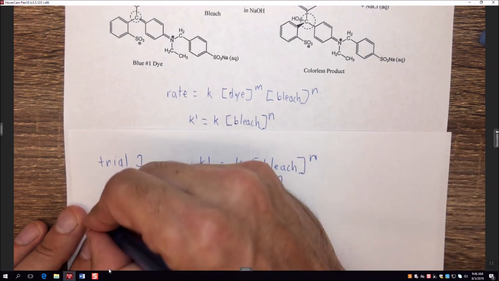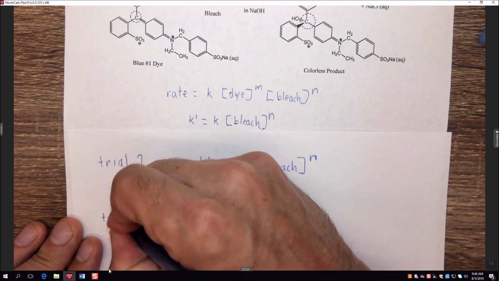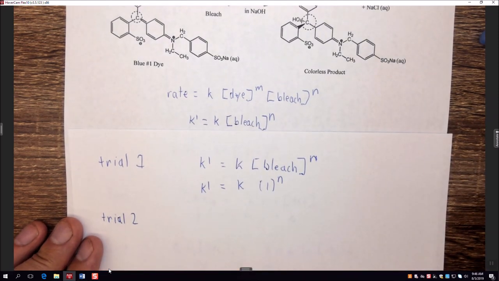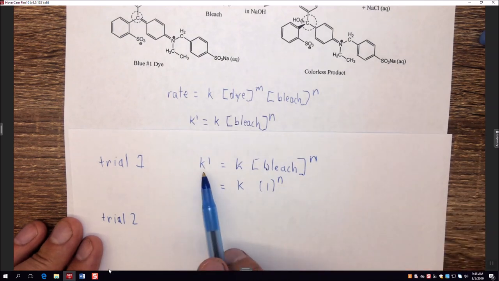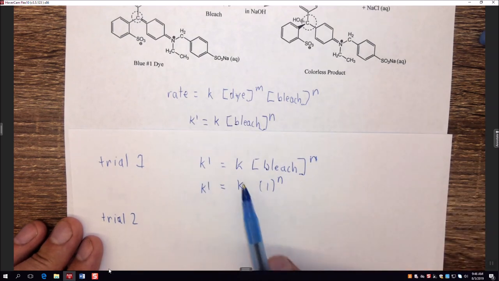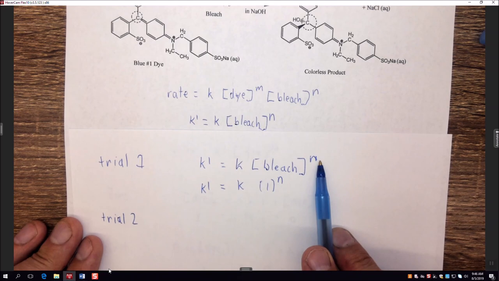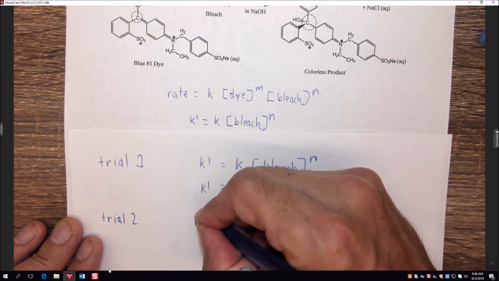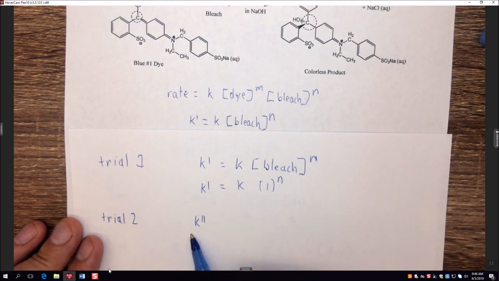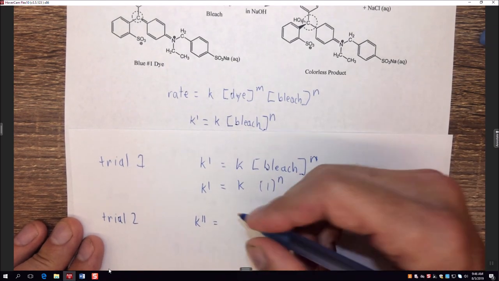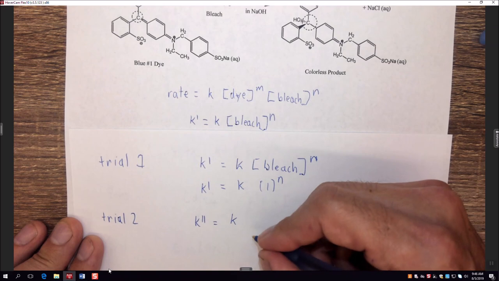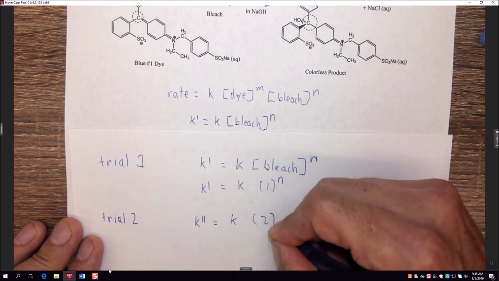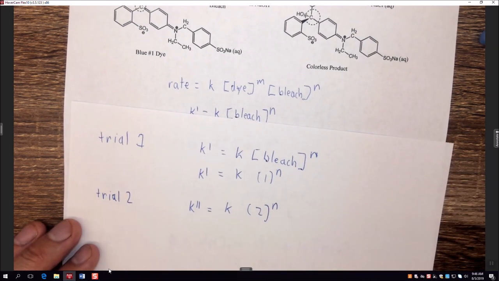In trial 2, we're going to use twice as much bleach. Specifically, we're going to use 2 milliliters of bleach. So based on the original equation, K prime equals K, concentration of bleach to the N. But here we're going to use 2 equivalents of bleach. So K prime prime, for the trial 2, is going to equal K times 2 to the N power.